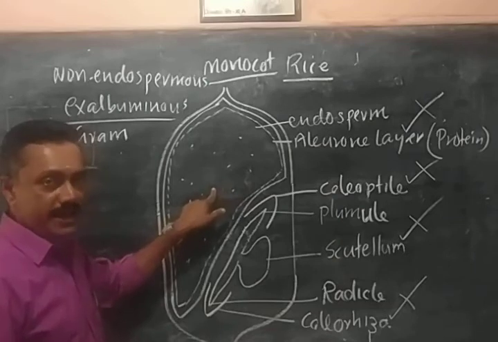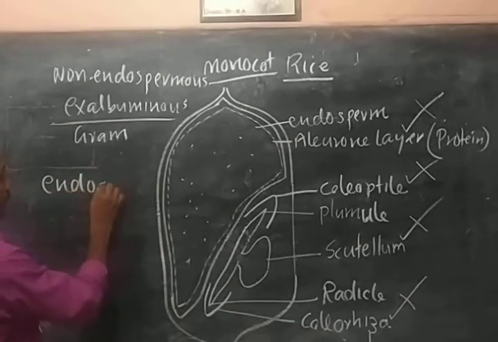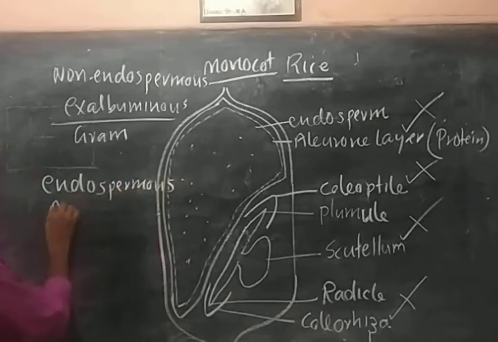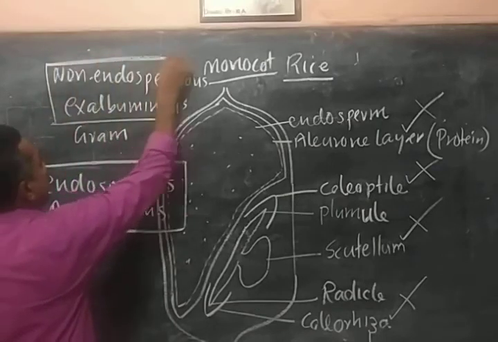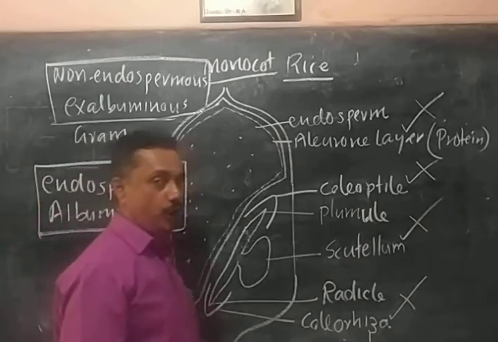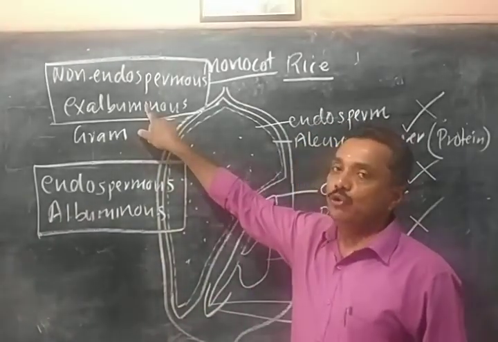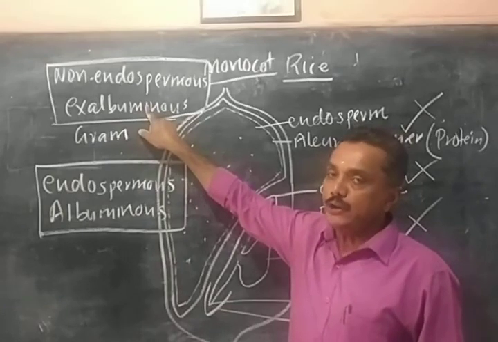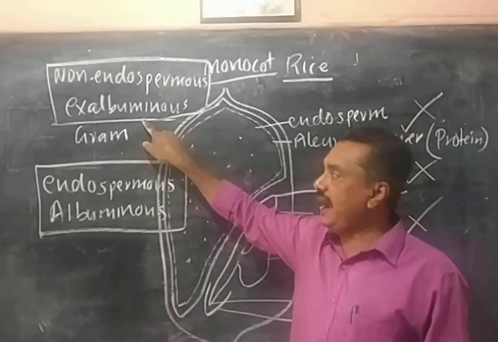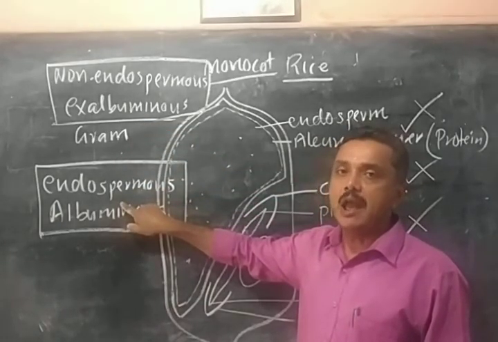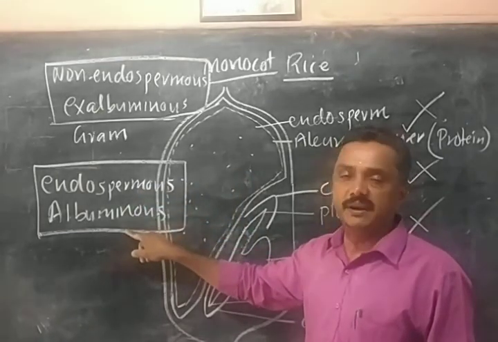But monocot seeds like rice, wheat, bamboo, sugarcane, maize, etc., contain endosperm. Such seeds are called endospermous or albuminous seeds. So there are two types of seed, non-endospermous and endospermous. Most dicot seeds, cashew nut, groundnut, beans, mango, etc., are non-endospermous. Albumin is a storage protein. Most monocots like rice, wheat, barley, maize, etc., have seeds containing endosperm.